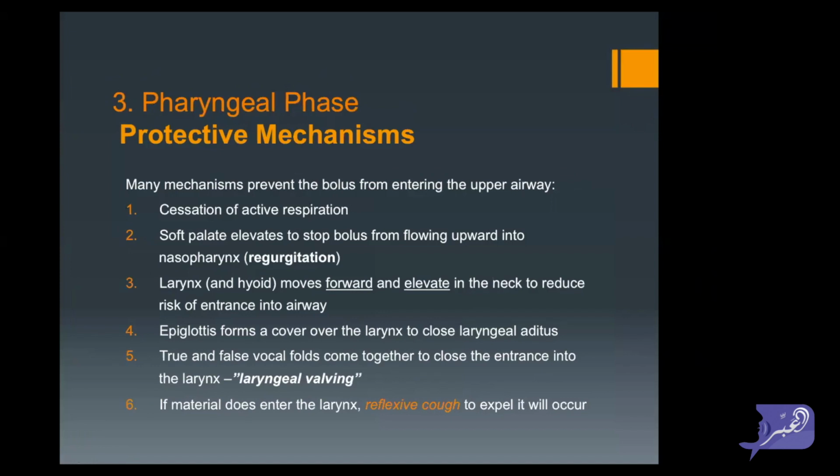So we have protective mechanisms, if you've noticed. We have the cessation of active respiration, the apneic moment, so we have to stop breathing. We have the soft palate elevating to stop the food from going into the nasal cavity and causing nasal regurgitation. We have the larynx and the hyoid moving forward and elevating to close the airway, and the epiglottis forming a cover. We also have the vocal cords closing. It's not enough that the epiglottis closes, we also have the vocal cords closing in together to stop any food or liquid, just in case, from going through.